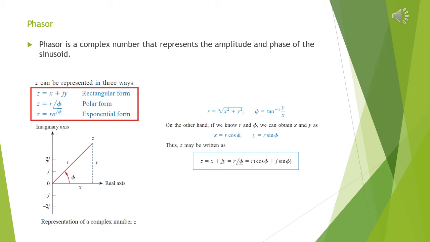What is phasor? Phasor is a complex number that represents the amplitude and phase of the sinusoid. It can be represented in three ways, which are rectangular form, polar form, and exponential form. For real axis, we represent it with x. For imaginary axis, we represent it as y. To find r, it can be calculated as the square root of x square plus y square, which will give us the value of r.